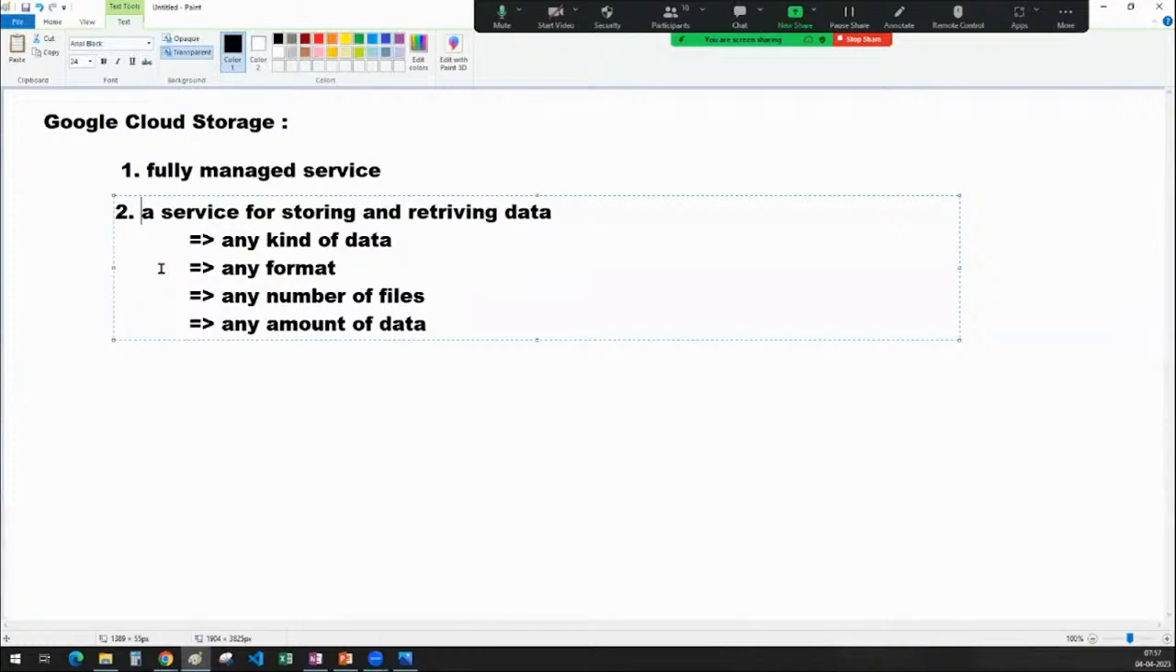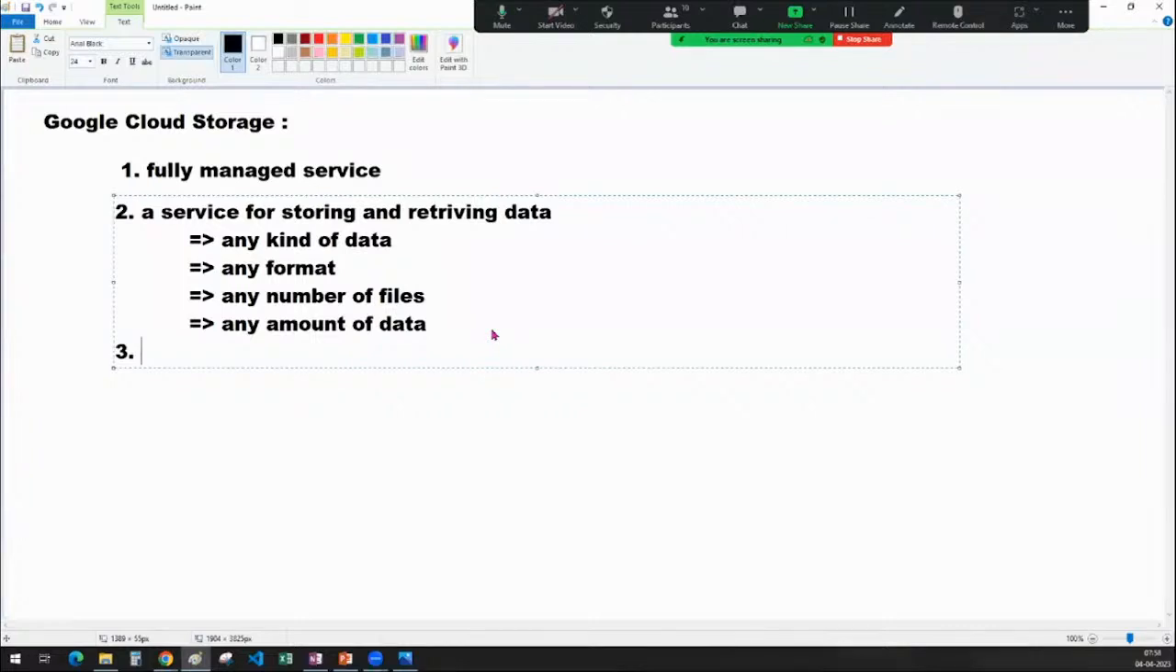What is the purpose of Google Cloud Storage? If you ask me, it is a storage and retrieval tool. You can store any amount of data, any number of files, and if you want the data to be retrieved at some point of time, you can also retrieve it. Okay, this is what it is. And one more thing.